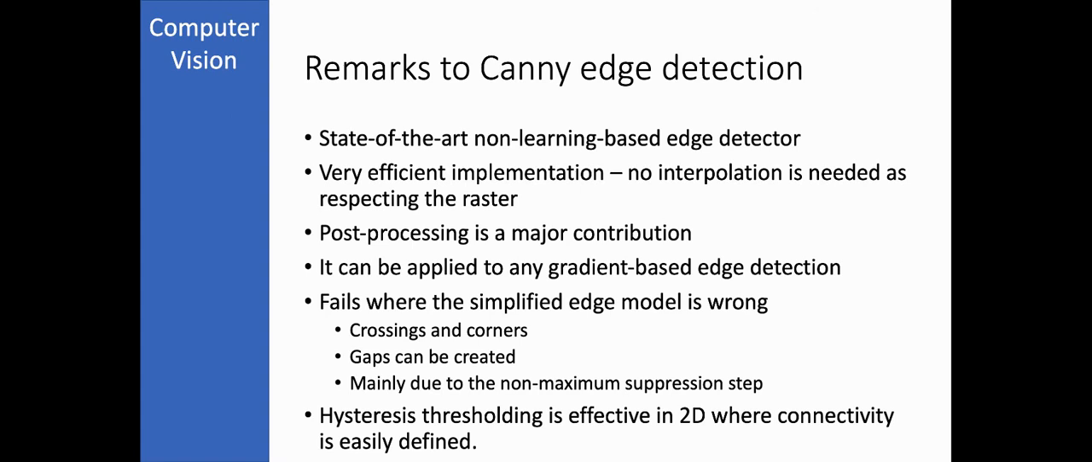And it fails where the simplified edge model is wrong. At crossings and corners, the simplified edge model doesn't really apply because I don't have change only in one direction. I have change in multiple directions. At those points, the Canny edge detector can create gaps. Mainly these will be due to the non-maximum suppression step. It will kill each pixel because those pixels will not be maximum in any direction. And hysteresis thresholding is effective in 2D where the connectivity is well defined. In 3D, life is much harder.